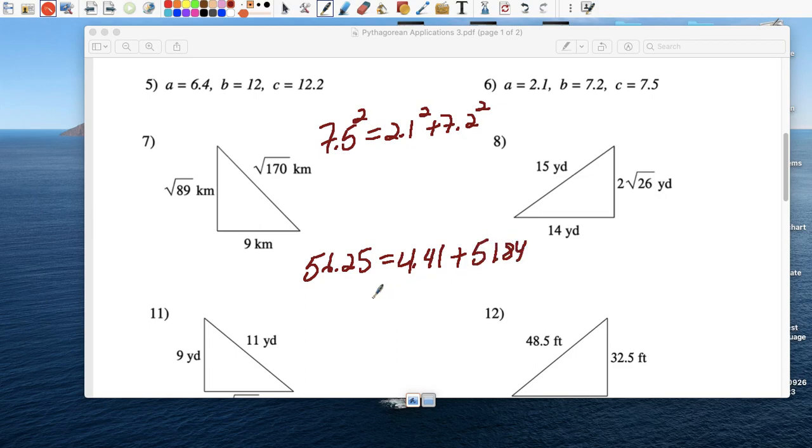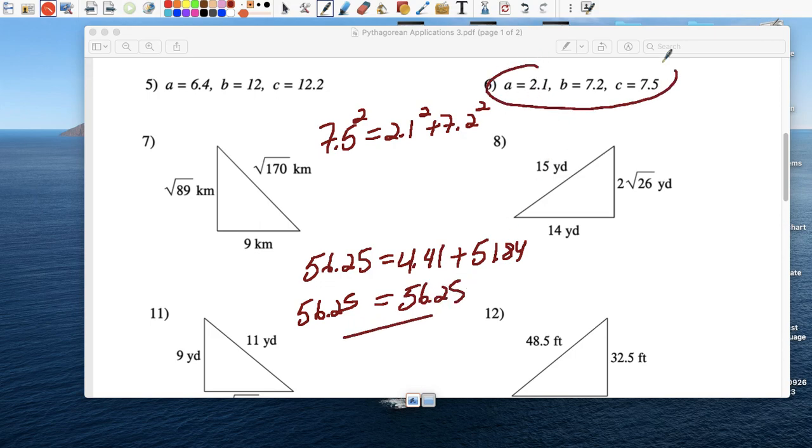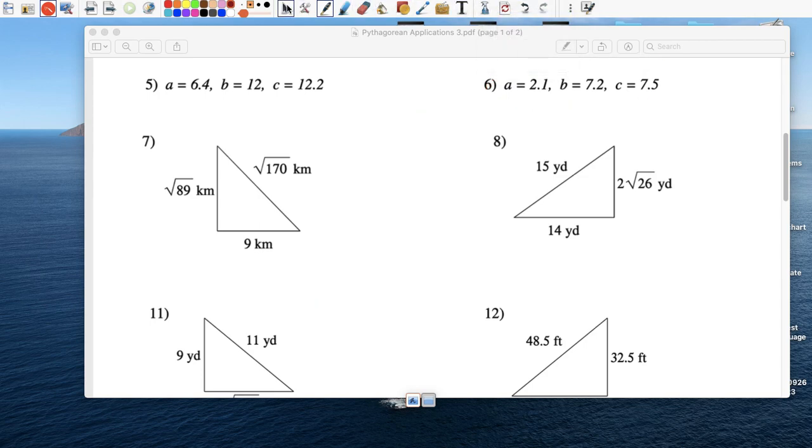This looks like there is a chance. Let's combine those two. 51.84 plus 4.41 equals 56.25. Yay. So these are the lengths of the sides of a right triangle. So that one is okay.